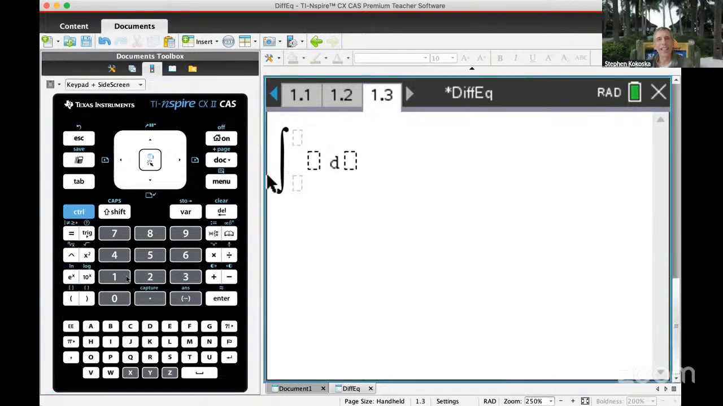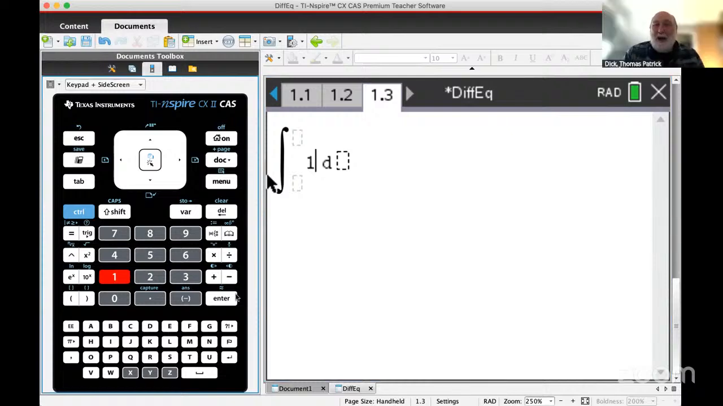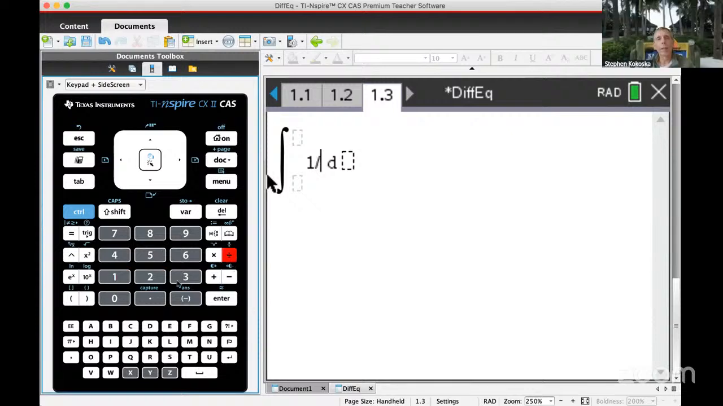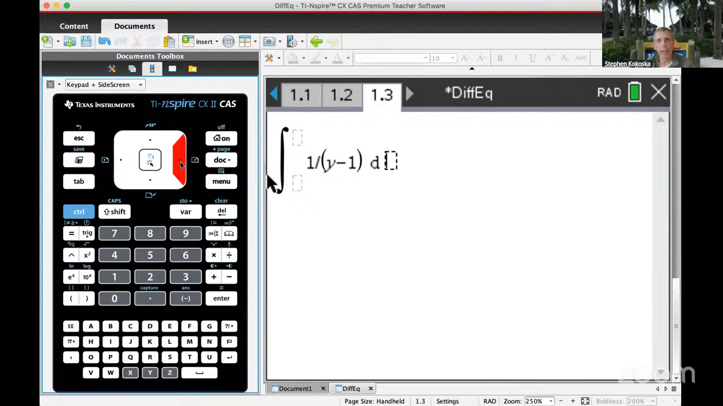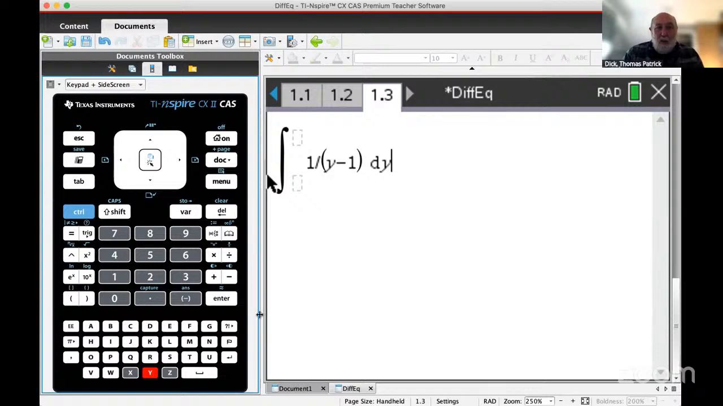Oh, good. All right. So in the integration, I'm not going to put any limits of integration here. I'm just doing symbolic integrals here. So okay. 1 over the quantity y minus 1. Minus 1, yeah, right. And we're integrating that with respect to y. So this is that step after you separated the variables. Correct. So that's one side. And then we'll have an equals.